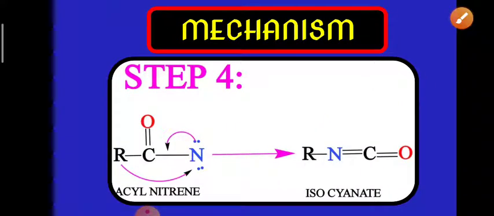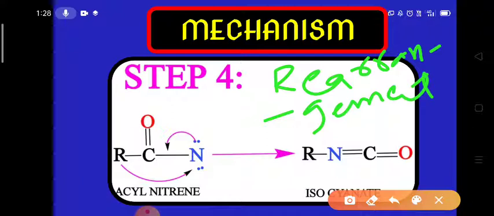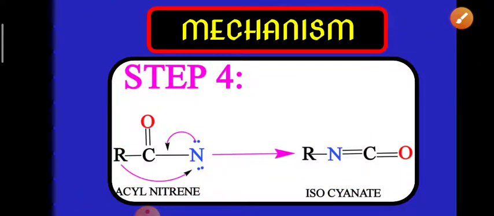And in the fourth step, this acyl nitrene undergoes rearrangement. In this rearrangement reaction, the electron pair of the nitrogen is shifted to the carbon, and as a result a double bond is formed between nitrogen and carbon, and the alkyl group from the carbon shifts onto the nitrogen. As a result, we get the isocyanate. So in the fourth step, acyl nitrene converts into the isocyanate.